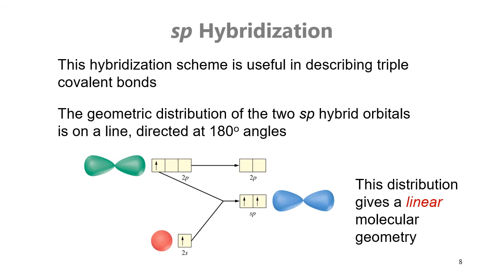For sp hybridization, this hybridization scheme is useful in describing triple bonds. The geometric distribution of the two sp hybrid orbitals is on a line directed at 180-degree angles, so it is linear. You can see this is from p, and this is from s. Only one green lobe representing the p orbital and a red circle representing the s orbital combine to form an sp hybrid orbital, which is linear. So it will look like this.